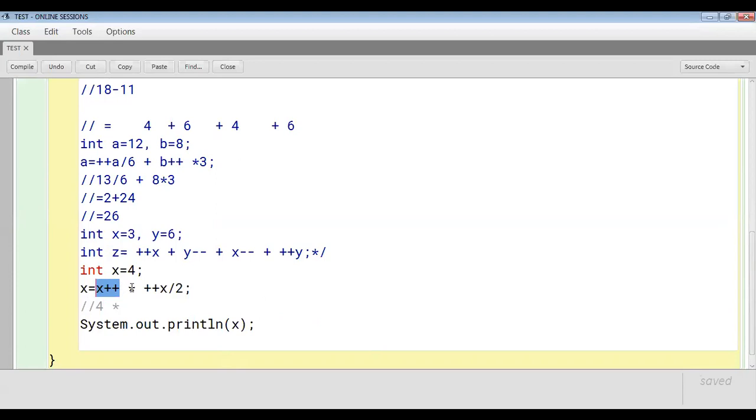Okay, so 5 into, now plus plus x. Is it post or pre? It is pre, so it will change before the action. So here it will become 6, right? And 6 divided by 2.